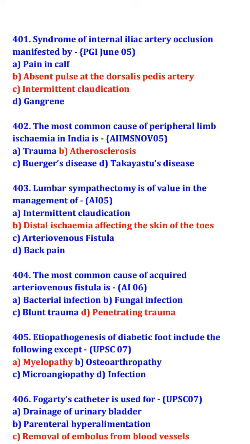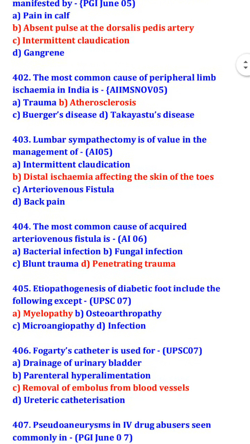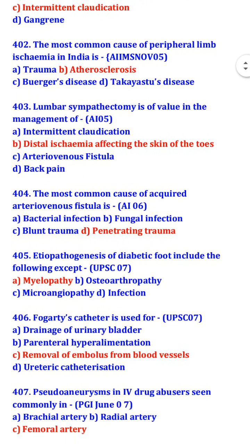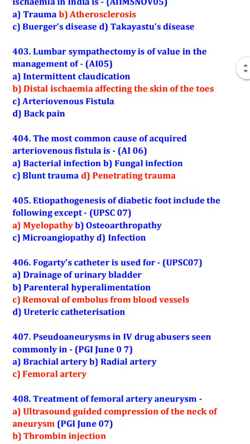Syndrome of internal iliac artery occlusion is manifested by absent pulse at the dorsalis pedis artery and intermittent claudication. The most common cause of peripheral limb ischemia in India is atherosclerosis. Lumbar sympathectomy is of value in the management of distal ischemia affecting the skin of the toes. The most common cause of acquired arteriovenous fistula is penetrating trauma.